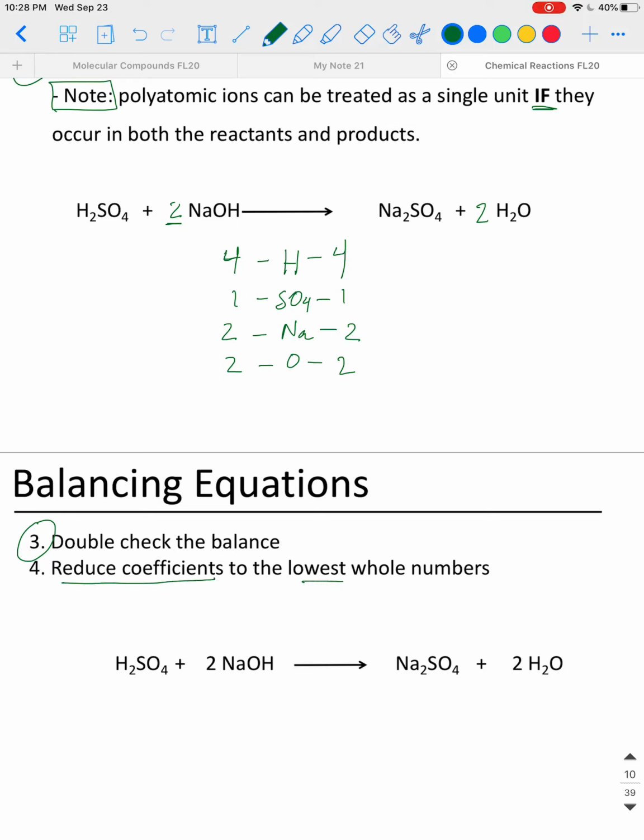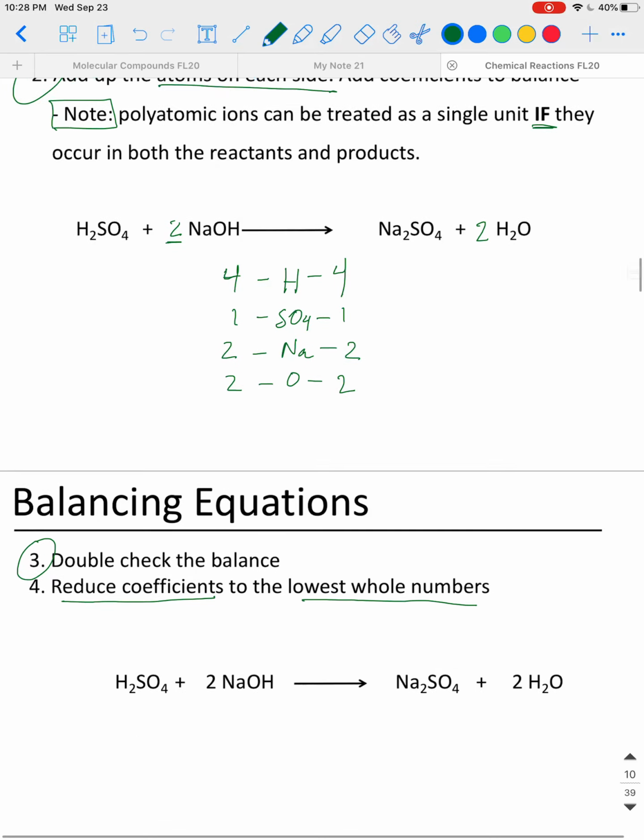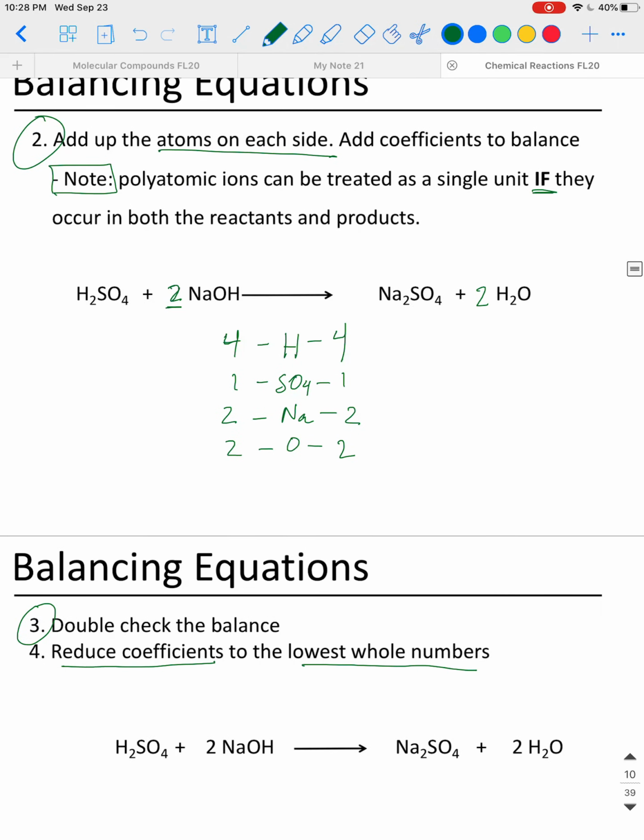So rule number 3 is double check the balance, which we just did, and then you need to make sure that you reduce coefficients to the lowest whole numbers, okay? So if I look across the board, what coefficient do I have right here? I actually have a coefficient of 1. We just don't write it in, okay? There's an understood 1 there. And then I have a coefficient of 2 in front of sodium hydroxide.